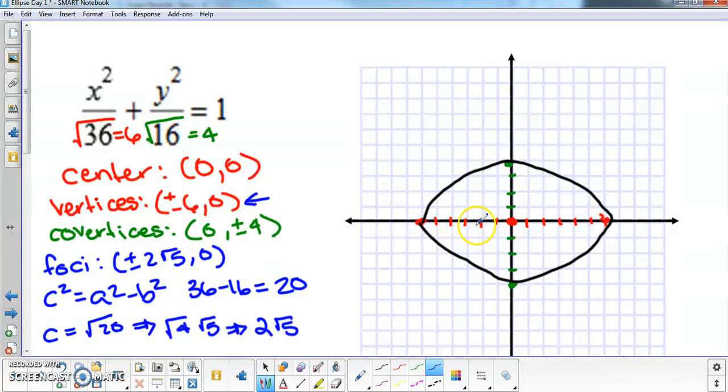So what I'm going to do is I'm going to go ahead and put in my calculator 2 square root 5. And that gets me 4.47. Okay, so that means from my center right here, I'm going plus or minus 2 square root 5. So 1, 2, or I'm sorry, 3, 4, 4.47. And 1, 2, 3, 4, 4.47. So you can see right here, they're on my major axis, they're inside my ellipse, so I did good. Okay, let's try the next one.